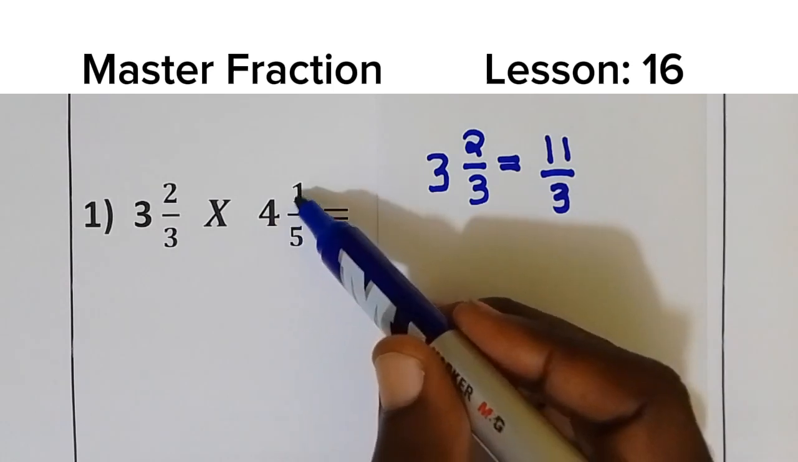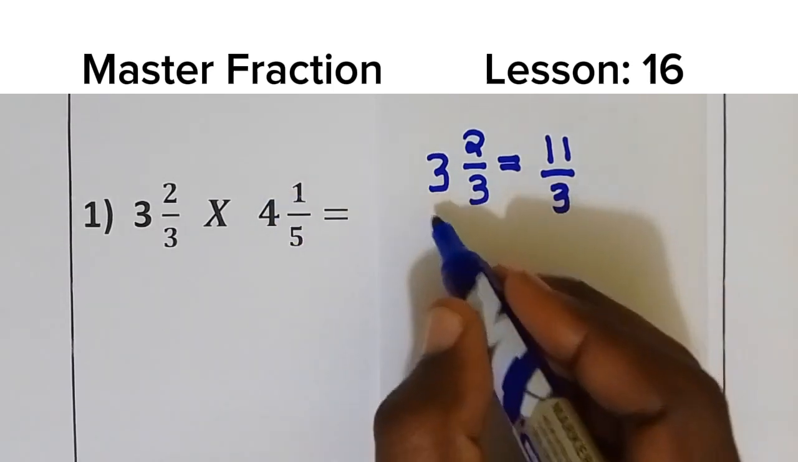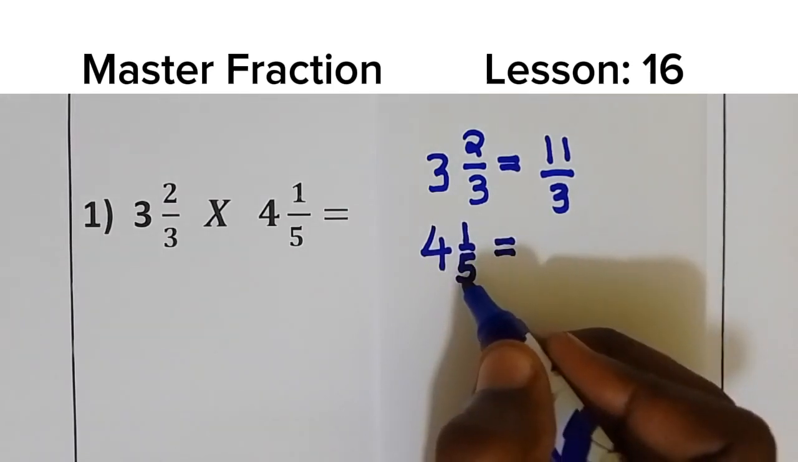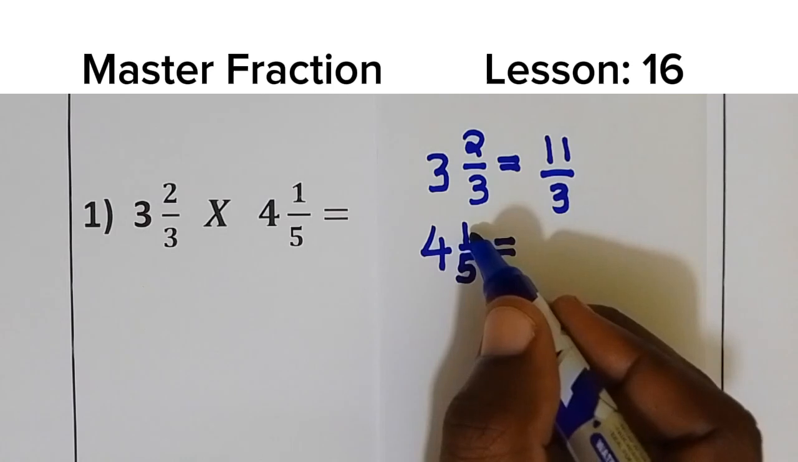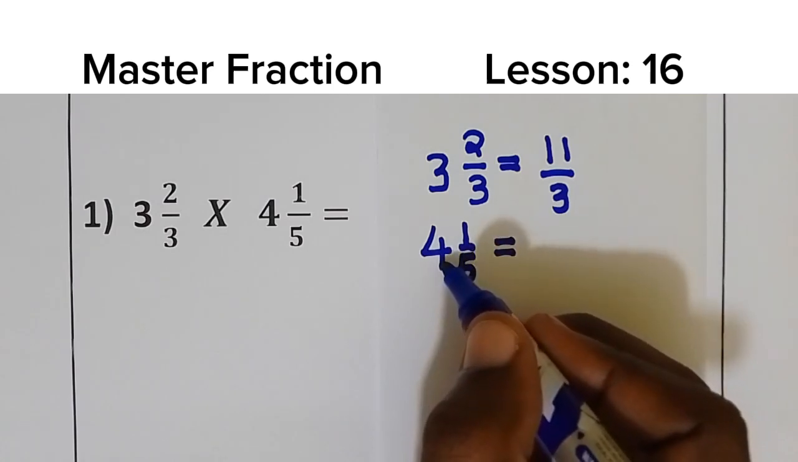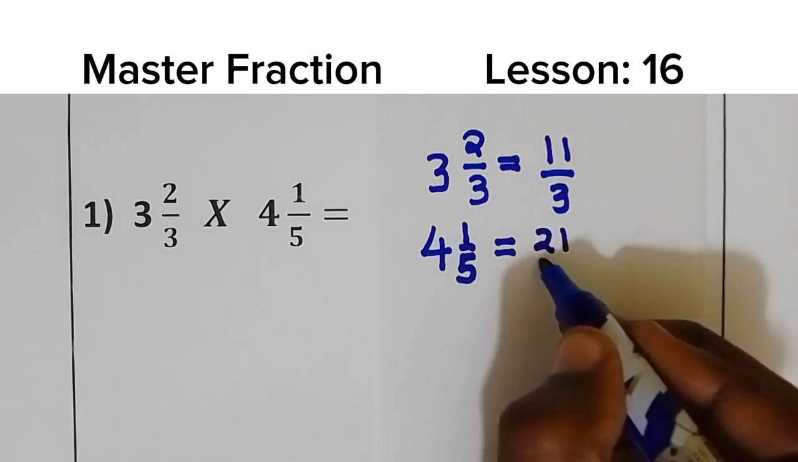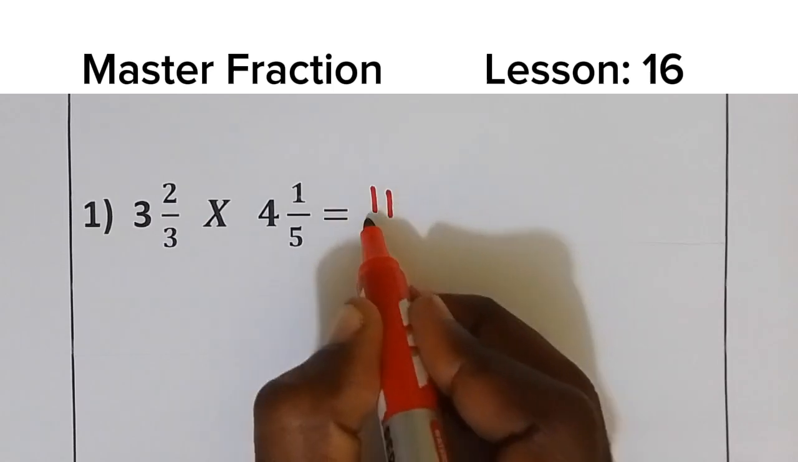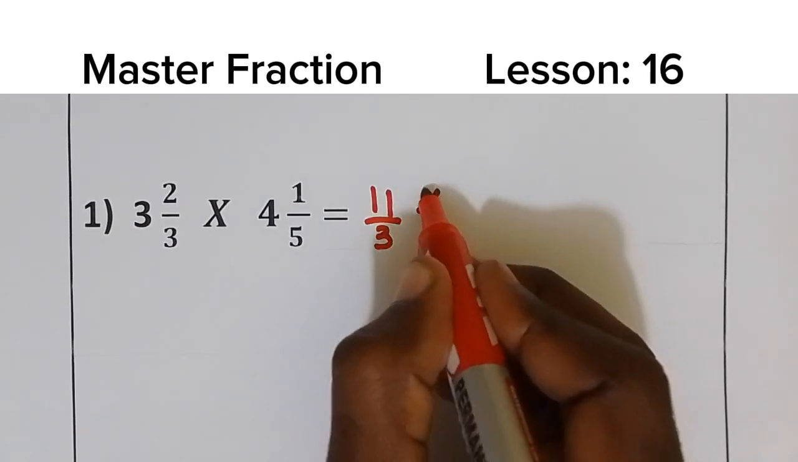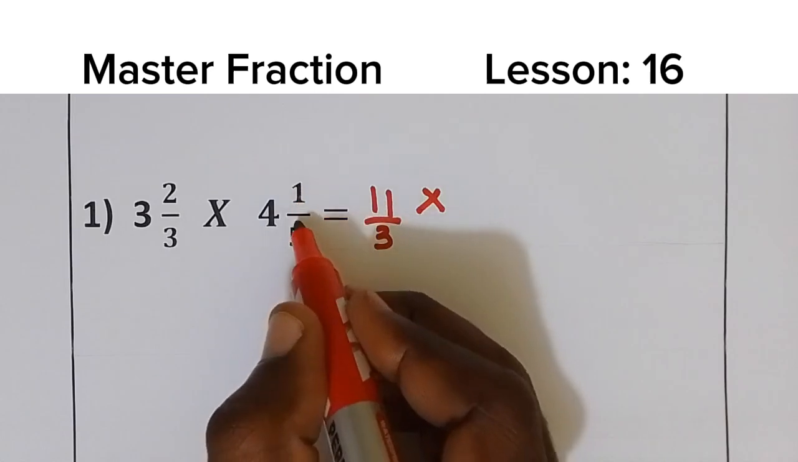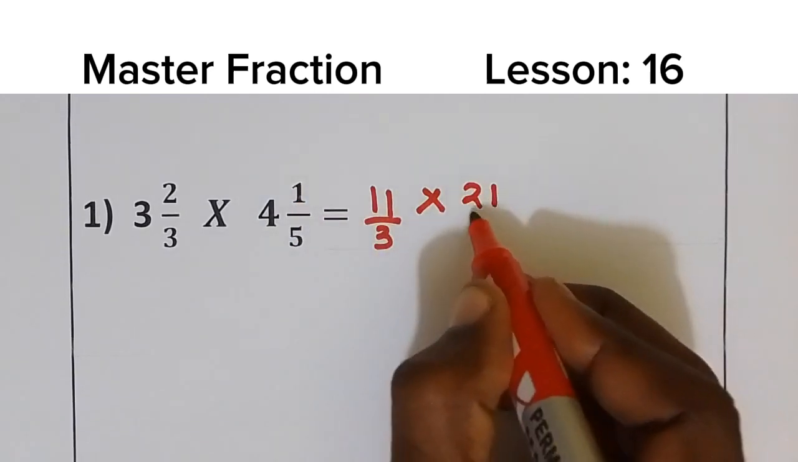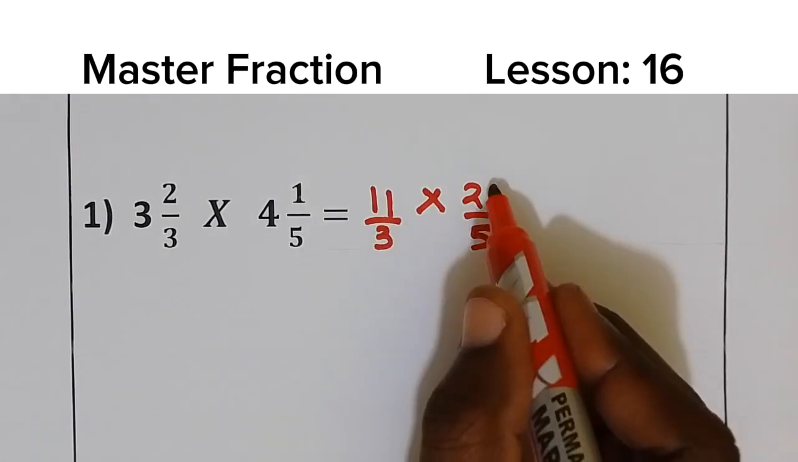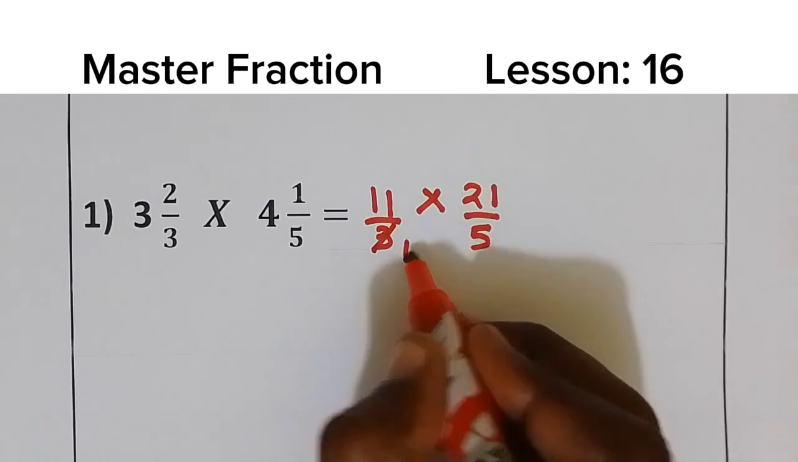Also, let's change 4 1/5 into an improper fraction. 4 1/5 is equal to the denominator multiplying by the whole number plus the numerator. That is 5 multiplied by 4, 20, plus 1, we get 21 over 5. 3 2/3, the same as 11 over 3, multiplied by 4 1/5, the same as 21 over 5. Let's see if we can simplify. 3 and 21 can be simplified by 3: 3 divided by 3 is 1, 21 divided by 3 we get 7.